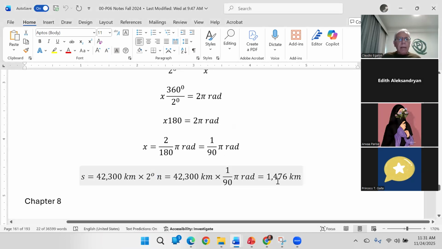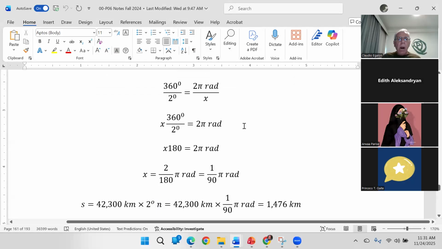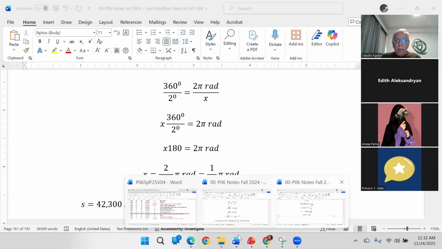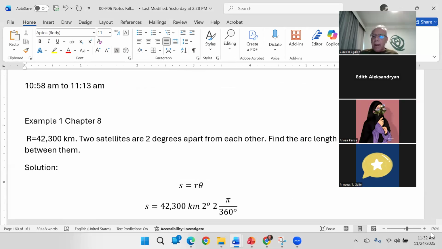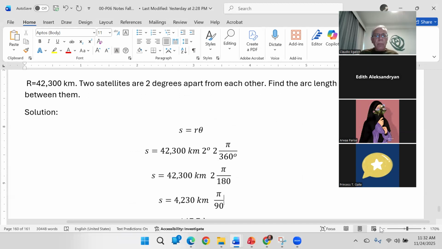I got 1,000. Why did I get 1,000 here? Let's see. Oh yeah, it looks like I made a mistake here in this one. Let's see here. 360 degrees to 2 pi radians, 2 degrees is x. Yeah. x is going to be 2. Okay. I don't see any mistake. It's just the formulas are correct. The problem here is just the numeric value. Okay. So let's see. 2 degrees.